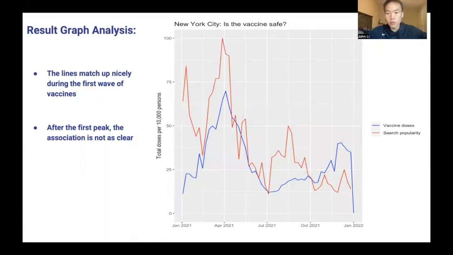The way they form the popularity is that they use the popularity of this specific phrase and compare it with the popularity of all other phrases at the same time period to generate a number between 0 and 100 to represent its true popularity. So the graph here shows that for the first peak of the vaccination, which is around February 2021 to July 2021, the lines match up nicely, meaning that the association is pretty strong and positive for this time period. But after the first peak, the association became really vague and not obvious.